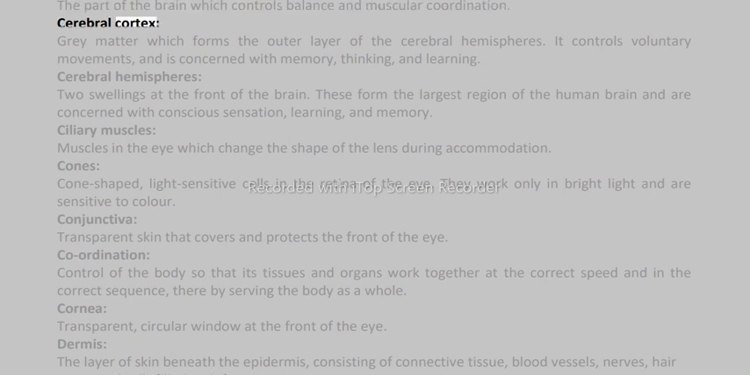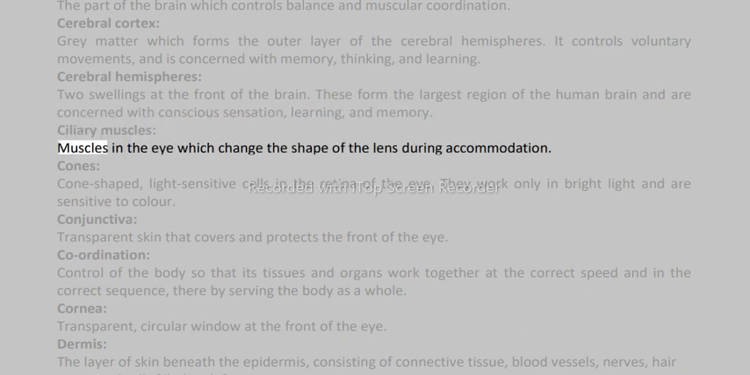Cerebral cortex, gray matter which forms the outer layer of the cerebral hemispheres. It controls voluntary movements and is concerned with memory, thinking, and learning. Cerebral hemispheres, 2 swellings at the front of the brain. These form the largest region of the human brain and are concerned with conscious sensation, learning, and memory.